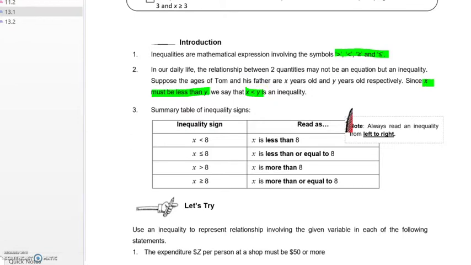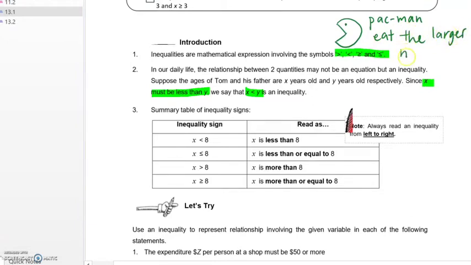Okay, so how do you remember which one is the more than symbol and which one is the less than symbol? I generally like to use the Pac-Man analogy. So this is your Pac-Man, and your Pac-Man likes to eat the larger number. So you can see that the mouth is always facing the larger number.